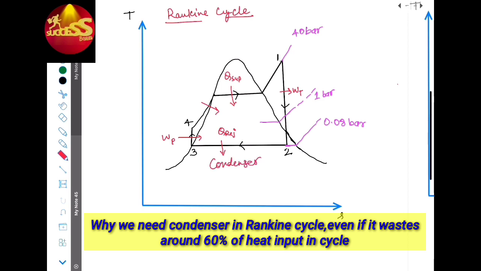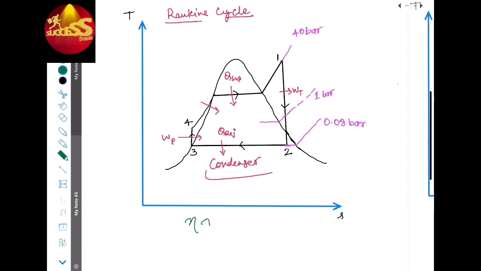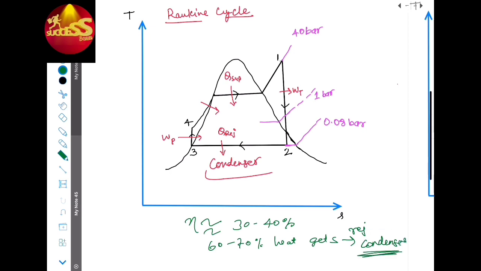You know that the efficiency of the Rankine cycle is generally 30 to 40%, and so we know that around 60 to 70% of the heat gets rejected through the condenser. It means a major part of the heat is rejected through the condenser. So can we eliminate this condenser part? Can we remove this evil condenser?